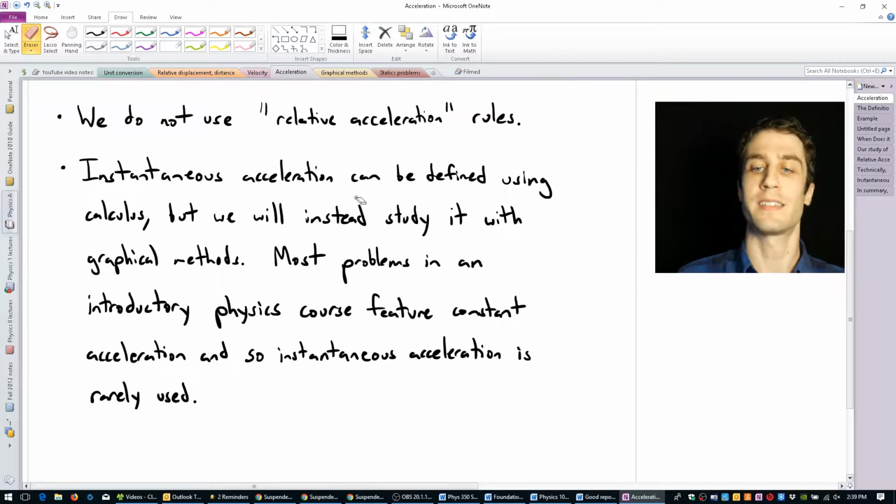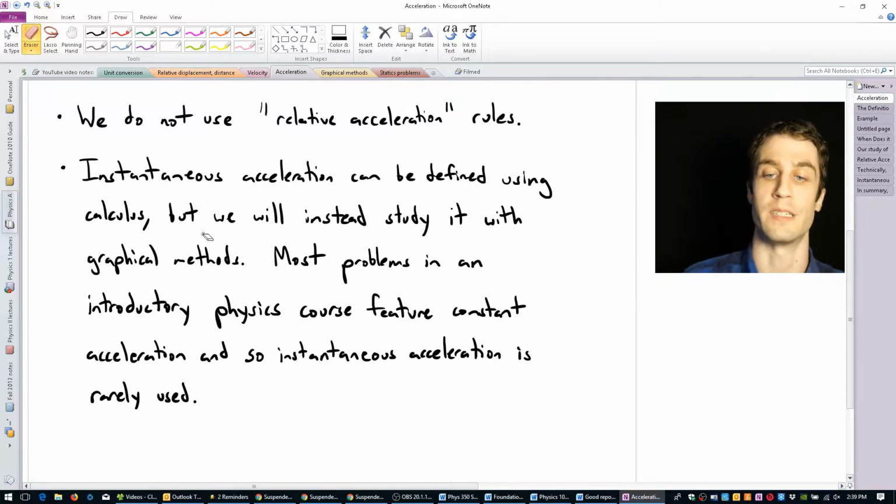And instantaneous acceleration can be defined using calculus, but we will instead study it with graphical methods. That's what I closed out the last video with concerning instantaneous velocity. So instantaneous acceleration has the same issue. We need to use graphical methods instead of calculus. Most problems in an introductory physics course feature constant acceleration, and so instantaneous acceleration is rarely used. So we don't really need to worry about instantaneous acceleration. Instantaneous velocity is a little bit more useful even in this class.